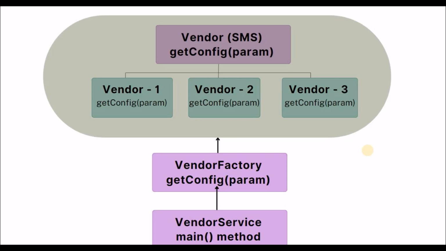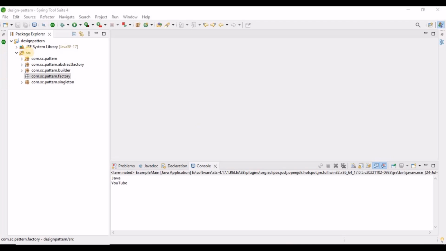Now I will create a simple Java program so that we can easily understand how it behaves in the real world. I've already created a Java project previously, as we showed in the earlier demo. For demonstrating this factory pattern, I have created a new package, and no class is added currently. Let's implement the same as I showed in the diagram. First, we need to create one interface. Let's create one interface, Vendor.